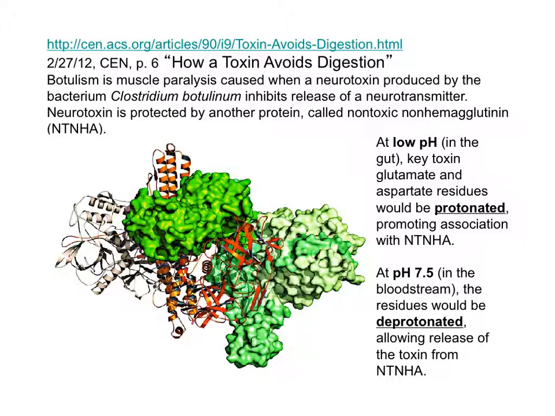We can use pH and charge to explain how a toxic protein interacts with a non-toxic protein. So at low pH, these two amino acid residues in the toxic protein would be protonated, and that promotes association with the non-toxic protein, perhaps by ionic bonding. At physiological pH, those amino acid residues would be deprotonated, allowing release of the toxic protein from the non-toxic protein. So in that case, the charge on the toxic protein would be either low or zero.